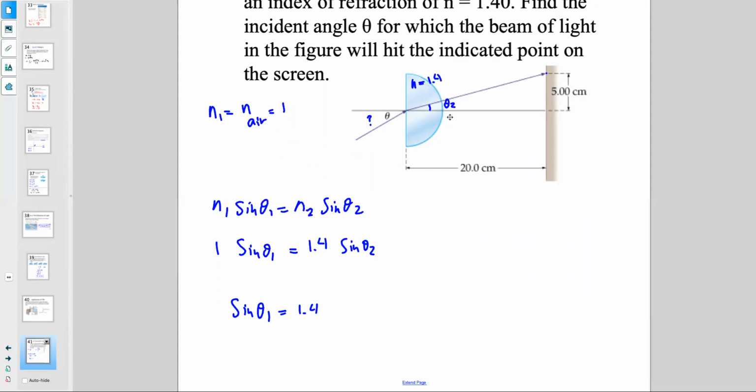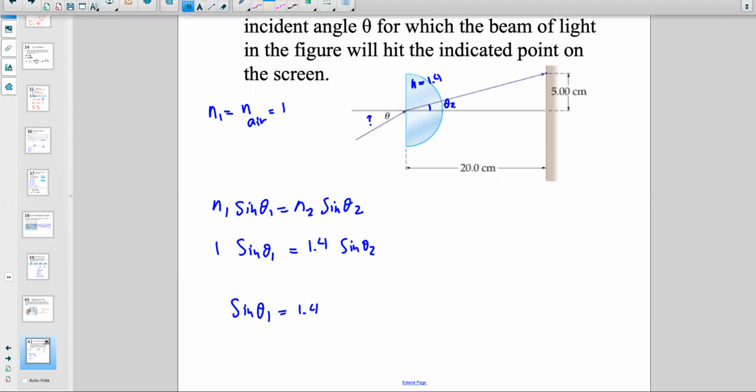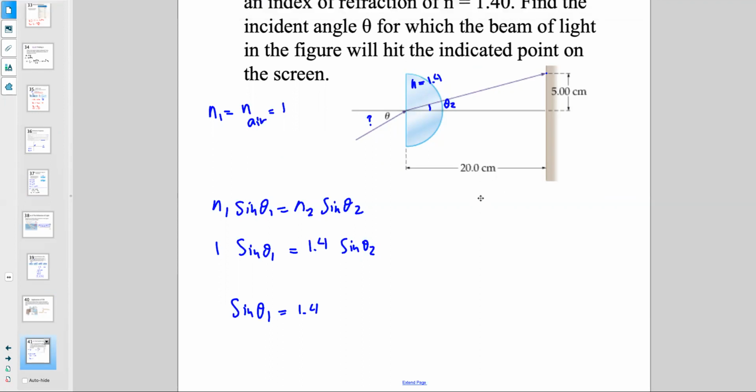So this side, let's say it's called x. So using the Pythagorean theorem, the square root of 5 to the power of 2 plus 20 to the power of 2 will give us the x. So whatever this x is, that is coming from this value. You can easily find it if you put it in your calculator. Now, sine of theta 2.